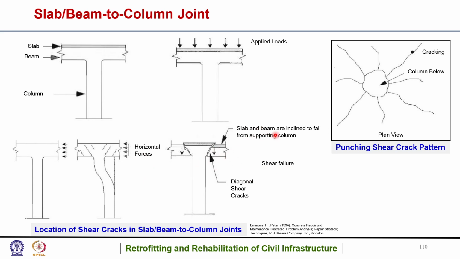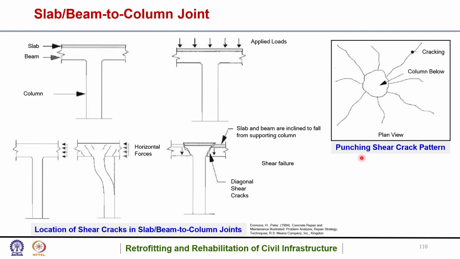So the slab and beam are inclined to fall from the supporting column like this, because the shear is adjacent to the corner sides. And if we see the shape here, it is diagonal shear. So it is shear basically diagonally. Shear cracks are obviously diagonal, so diagonal shear cracks.